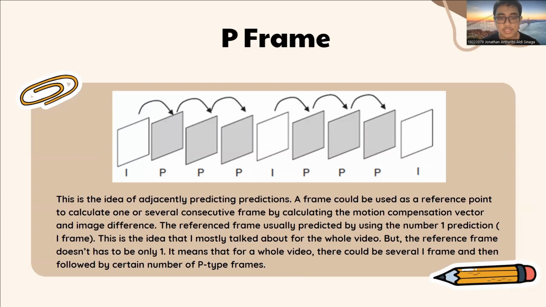This is the idea that I mostly talked about for the whole video, but the reference frame doesn't have to be only one. It means that for a whole video there could be several I frames, each followed by a certain number of P-type frames, like this. There are 3 I frames in this image.